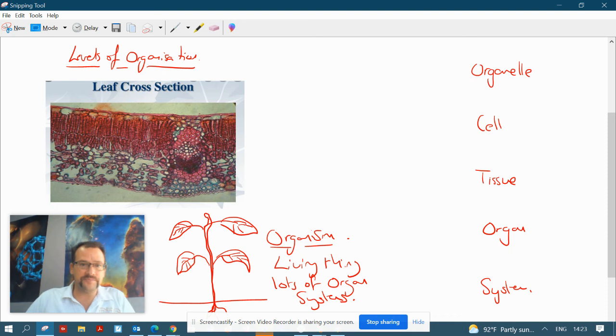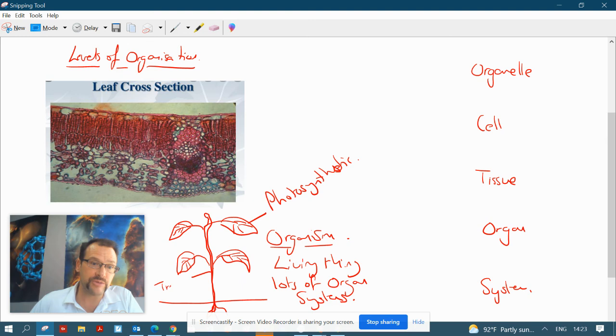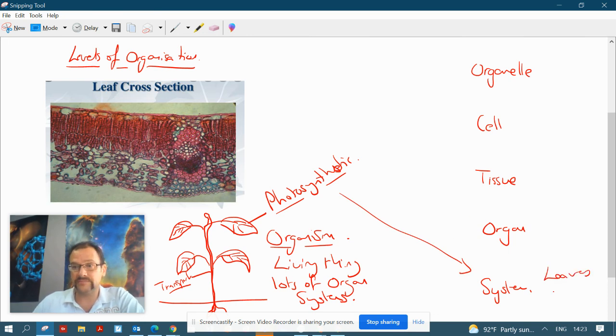Okay, so we can see here the leaf, or all the leaves together, make up the photosynthetic system. And the roots, stem, and the xylem within make up the transport system. Okay, so we've got two or more systems there that help keep this organism alive. So there's those two systems that we can see there. Leaves and also the transport.